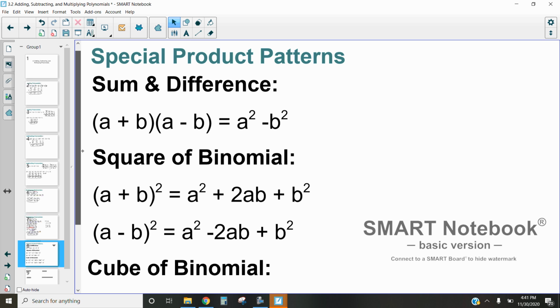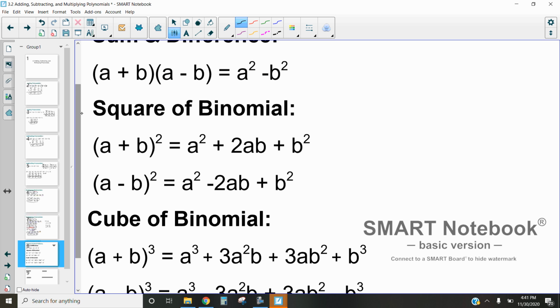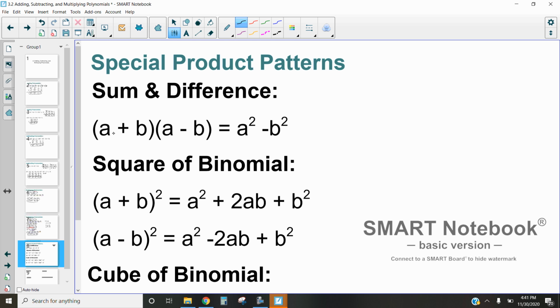So let's first take a look at this sum and difference pattern. The sum and difference pattern means that I have two numbers that are the same here. So every time we see (a+b)(a-b), what this really means is we're looking at something like x plus 4 times x minus 4. This is just a binomial times a binomial, which is what these special product patterns are for. If the only difference between the two binomials is the sign, so a sum and difference, our middle terms actually cancel out, and we end up getting the first term squared minus the second term squared. That's just how it's going to play out for us.